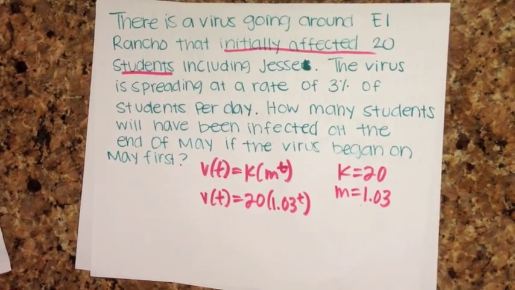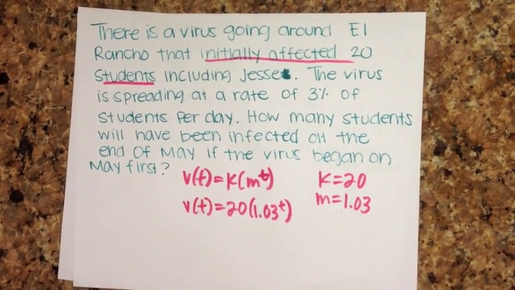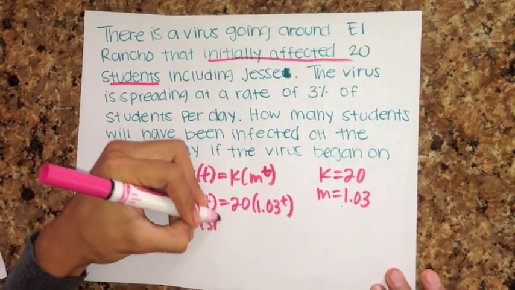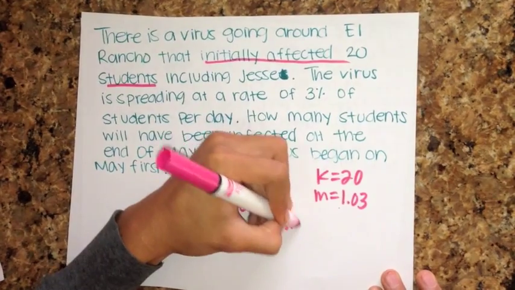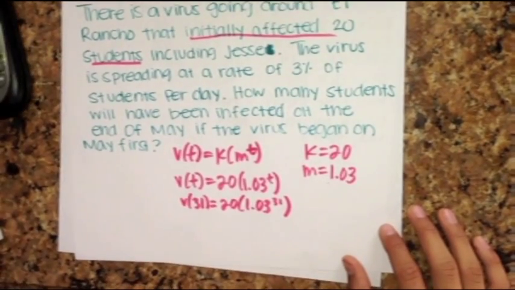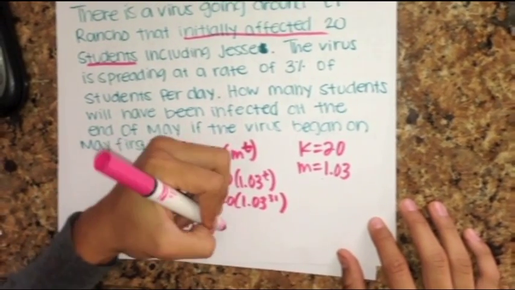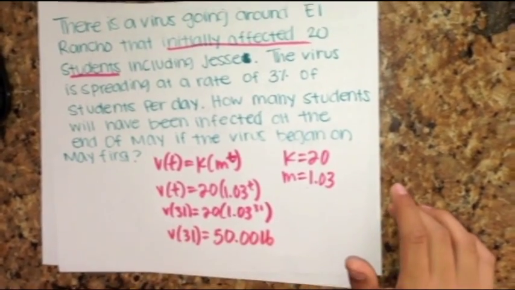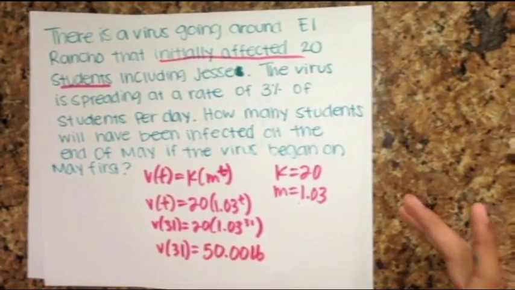So if we want to find the total amount of students infected in the month of May, and we know that there are 31 days in the month of May, then V of 31 is equal to 20 times 1.03 to the 31. So now I have to plug it into our calculator. Okay, and we get V of 31 is equal to about 50, but it's 50.06. And that is how many students have been infected in all of May.